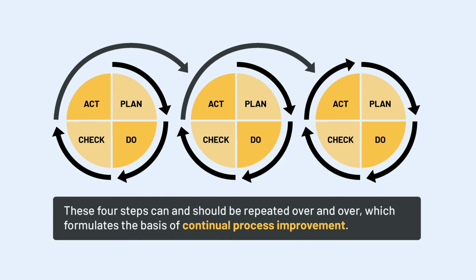These 4 steps can and should be repeated over and over, which formulates the basis of continuous process improvement. Deming often made a point to say that all the planning you do today reflects everything you've accumulated in terms of understanding up to this point. But that understanding is imperfect and often has a lot of unconscious assumptions built into it. So you really need to plan to do something and then compare that experience of the doing with the planning to see where there are gaps and then act against those gaps to improve.